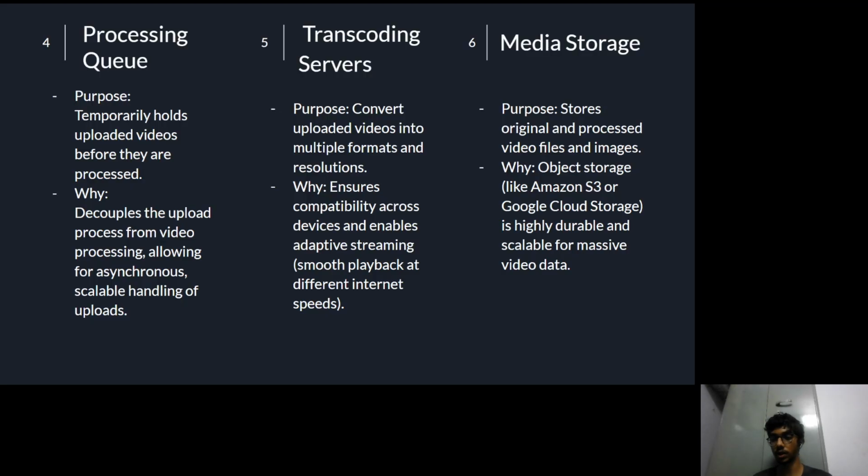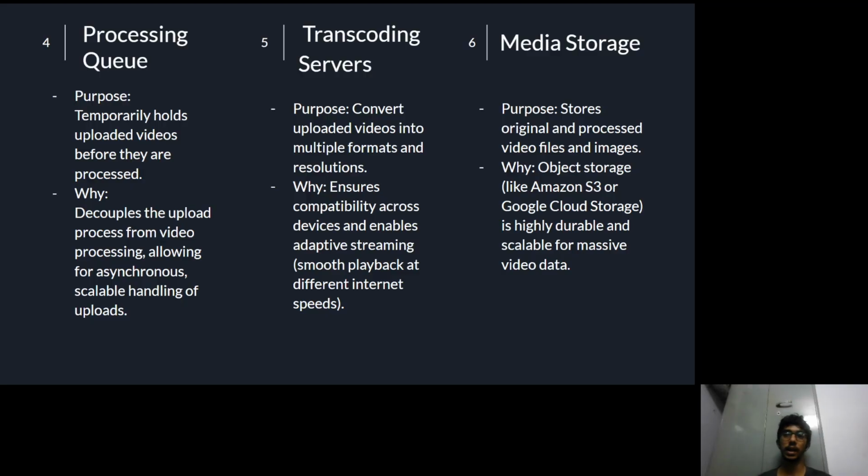This is called transcoding and enables adaptive streaming. So whether you're on a slow 3G connection or fast fiber, you get the best possible quality. Whenever you're trying to access YouTube videos, you'll see things like Ultra 4K HD, 4K, 1080 pixel resolution, 720 pixel, 360 pixel, or 240 pixels. So what YouTube does is, when someone uploads a video, these videos are converted into multiple formats and resolutions.